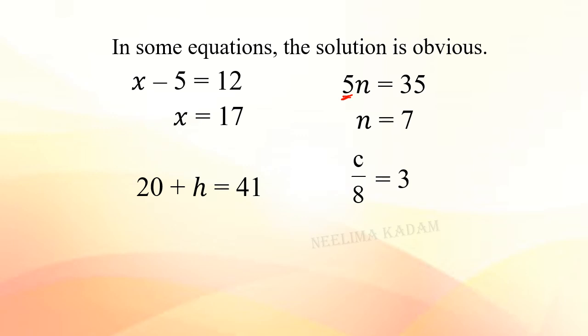So what is the value of this h here? 20 plus how much equals 41? So this plus 20, we have to subtract 20 from both the sides. Obviously h = 21. And here division is there. So we have to multiply both the sides by 8, so that this 8 will get cancelled, and 3 eights are 24. c = 24.